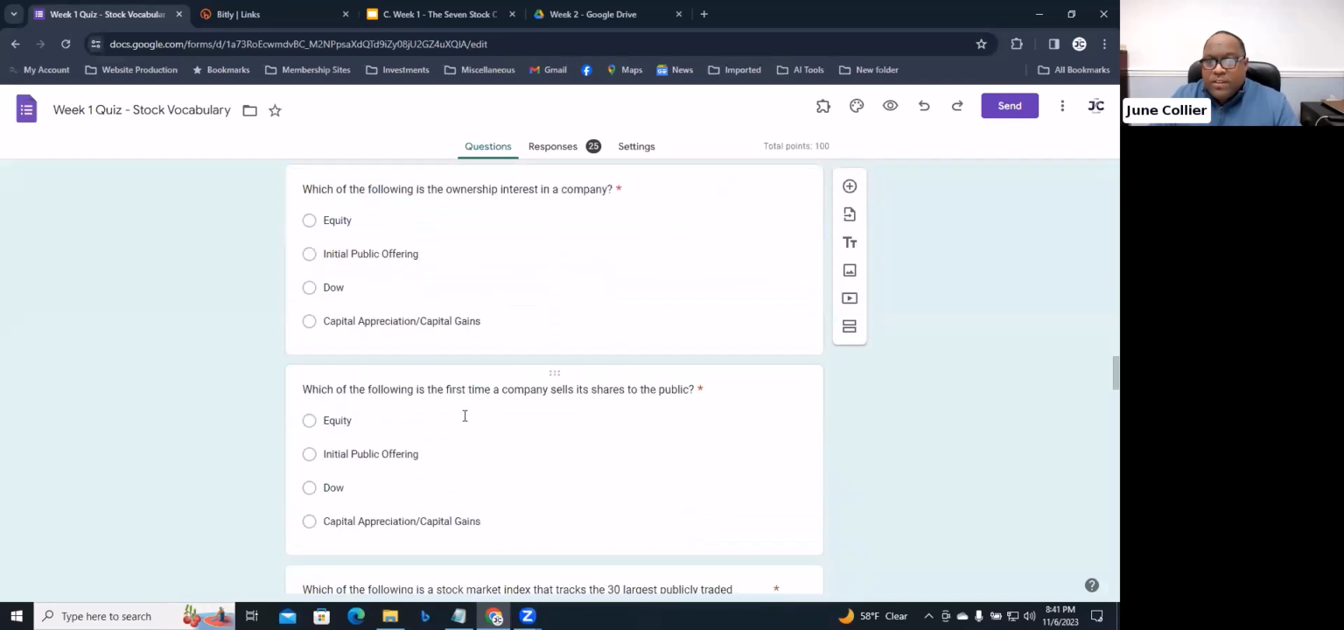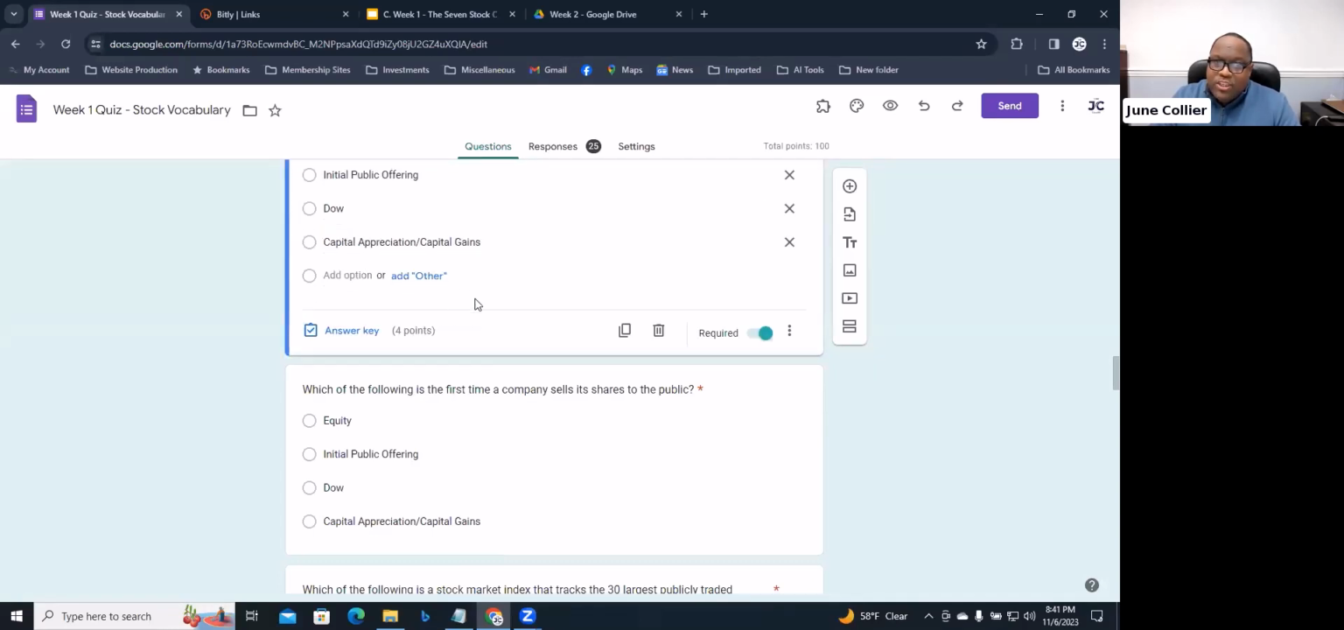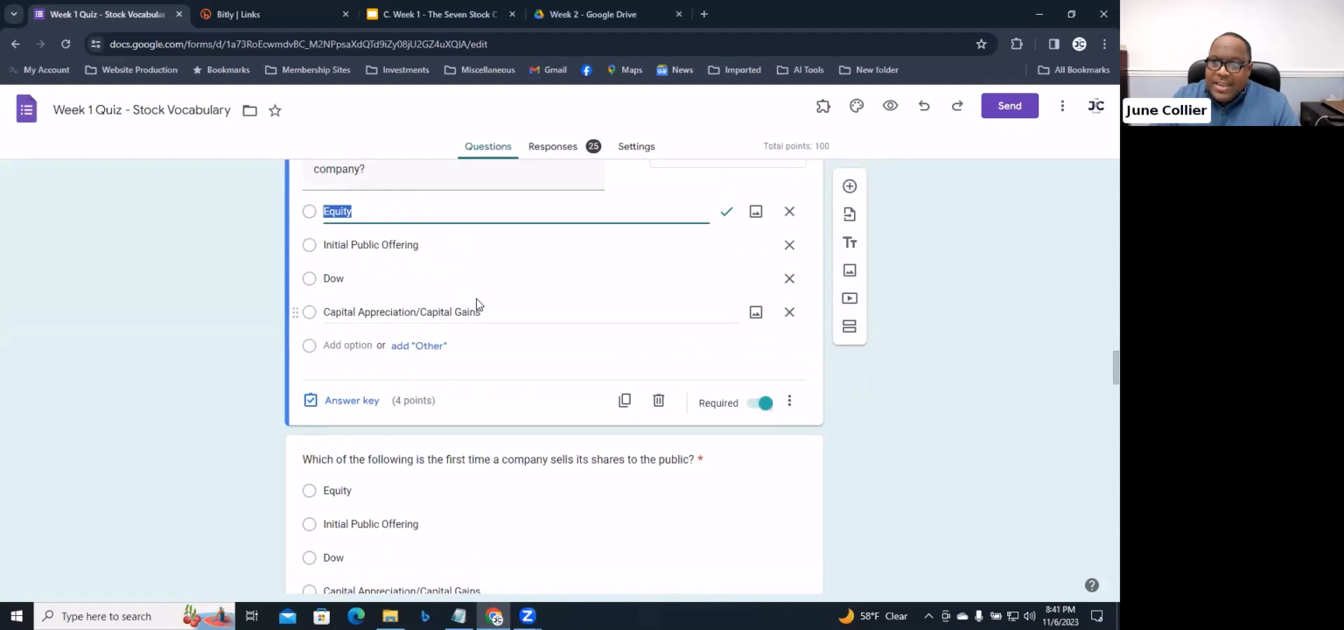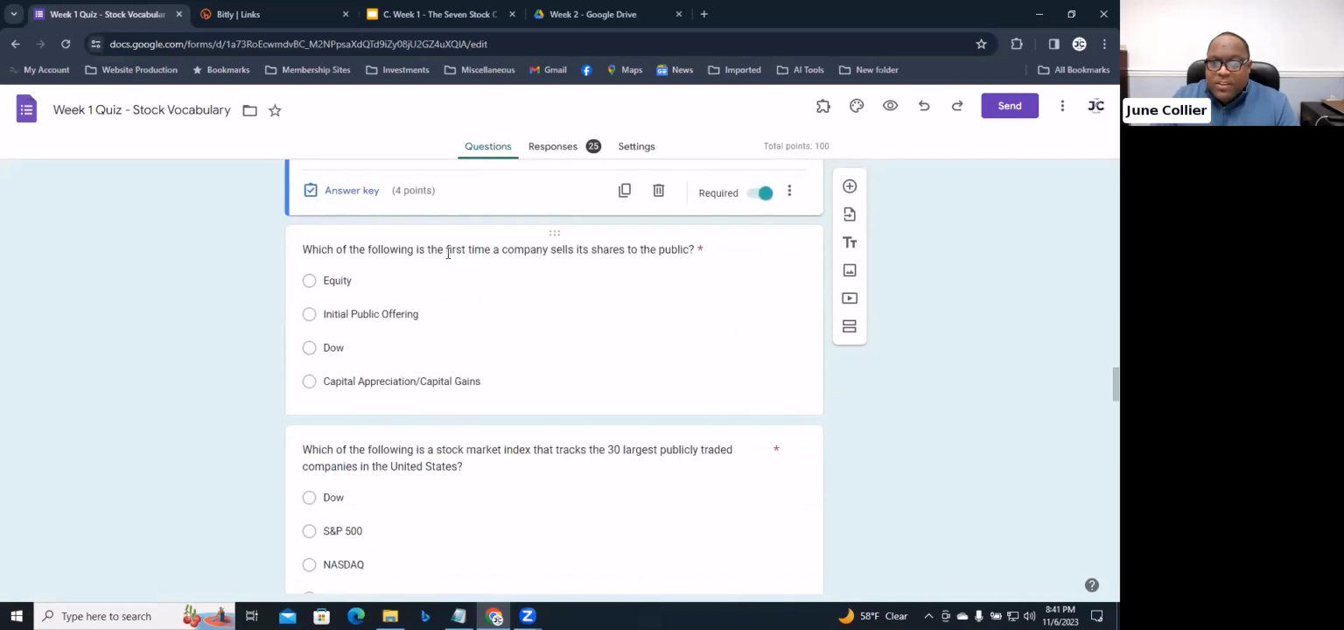Next one, which of the following is the ownership interest in a company? The ownership interest in a company. And this is known as equity. So anytime someone says, I've got some equities, what that basically means is they have ownership in a company, an equity. This is equity, okay? Which of the following is the first time a company sells its shares to the public?